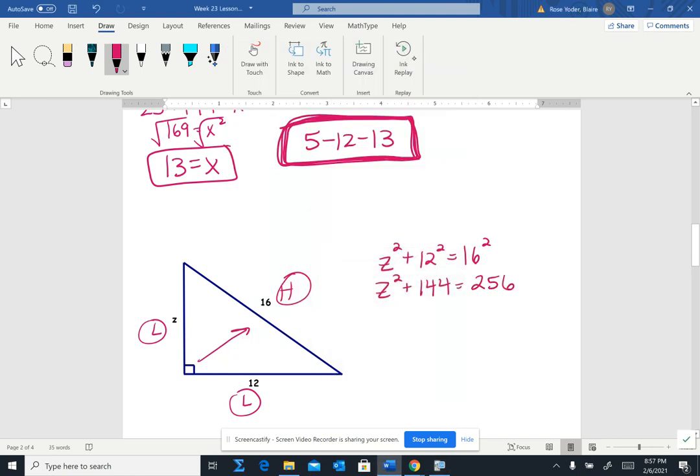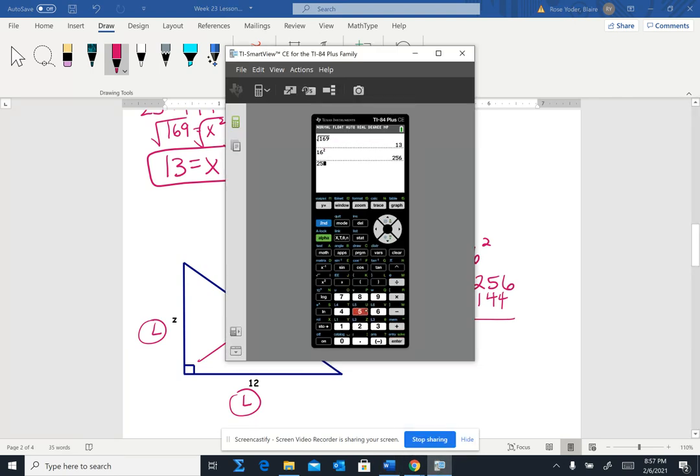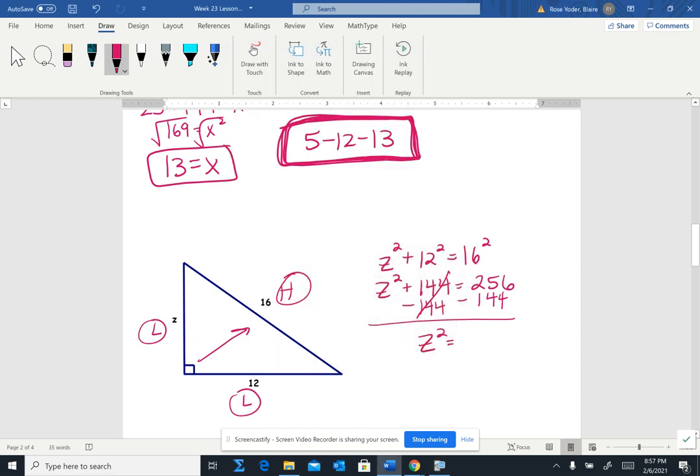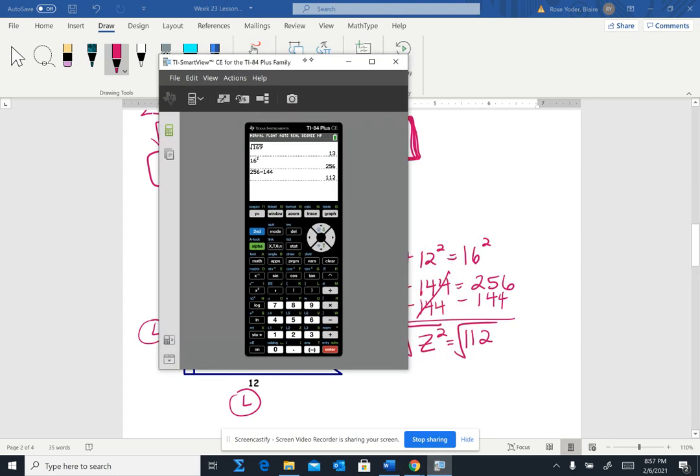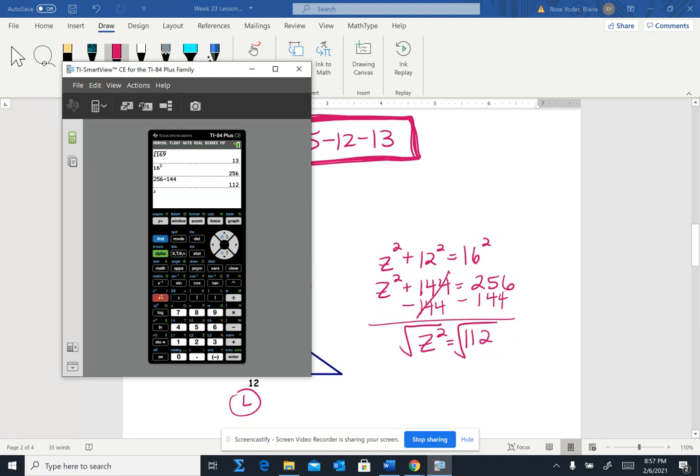This time, we actually have to solve for z, so we have to go minus 144 on both sides. Let's see what 256 minus 144 is. 112. All right, we can take the square root of that, and that will give us our side length. So I'm going to go square root of 112. And oh no, just like I said, most of the time these come out to be messy values.